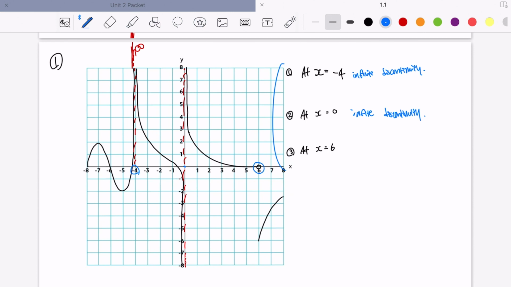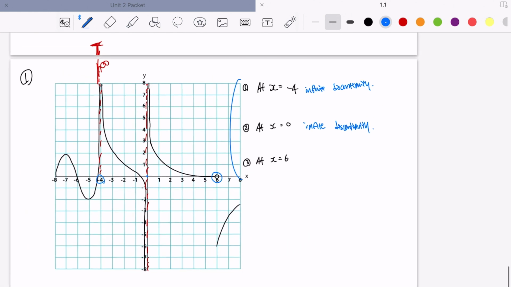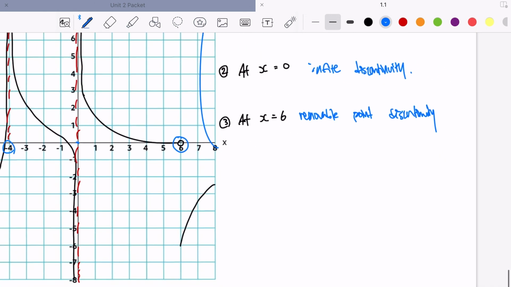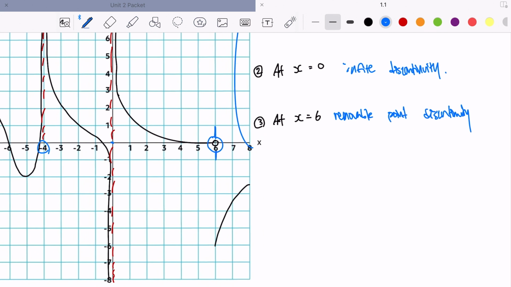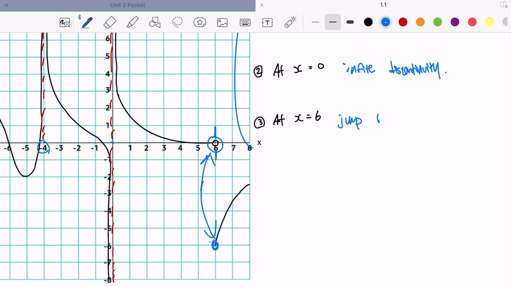At x equals 6, which is over here, you can see a hole. I drew it for you. And it turns out that there's removable point discontinuity. But not only this, you can also see that there is a jump discontinuity, because even though it stops over here by the hole, it starts from the other position, which is over here. It jumped. That's why, even though we can see that there's a hole, it is more likely to say there is a jump discontinuity.